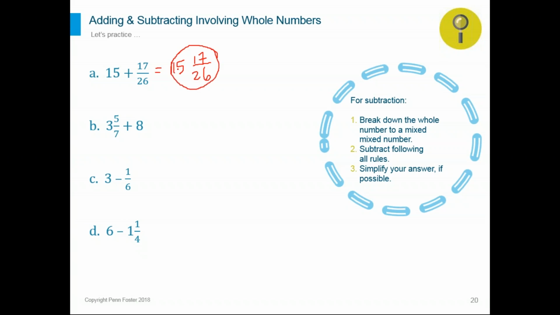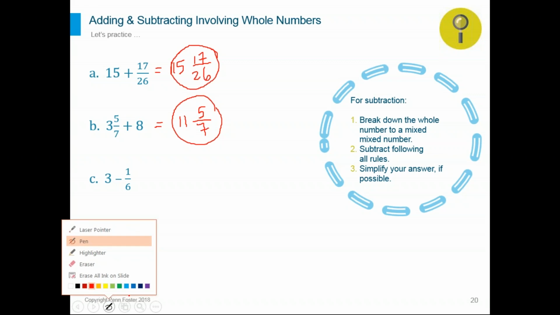That's it. Number B, it's addition. Same way. 3 plus 8 will give you 11. 5 over 7 plus nothing will just give you itself, 5 over 7, and this is your answer. Subtraction is the one where you need to do more steps.